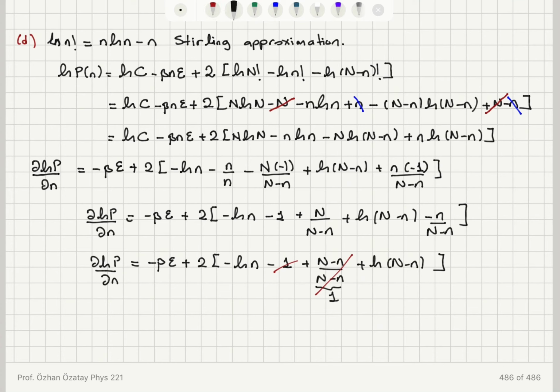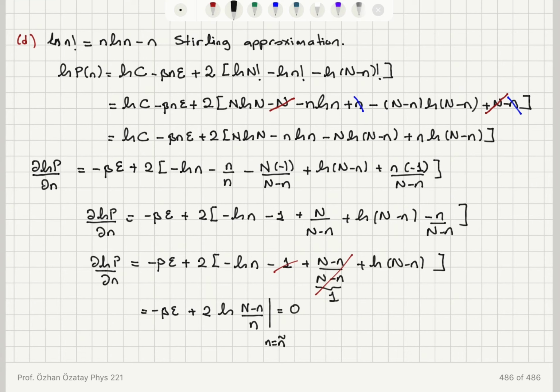So I will be obtaining as a result minus beta epsilon plus 2 ln capital N minus n divided by n. This is going to equal to 0, so we're going to find the most probable value n tilde here.